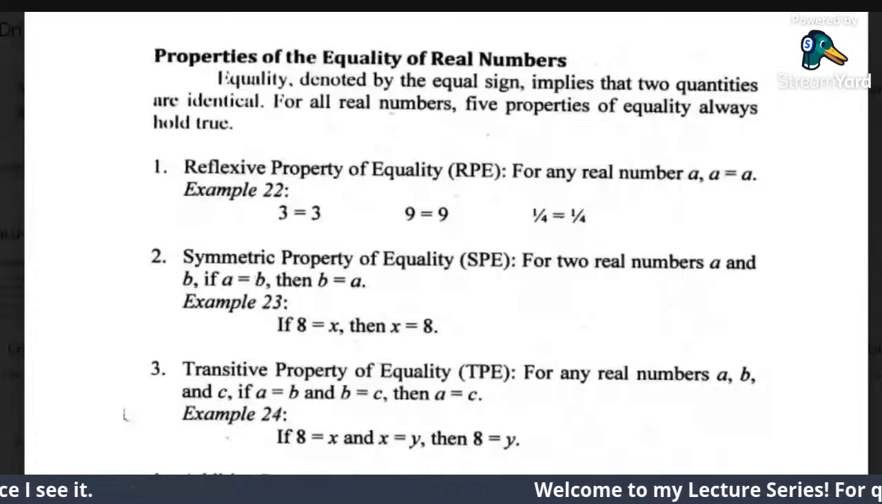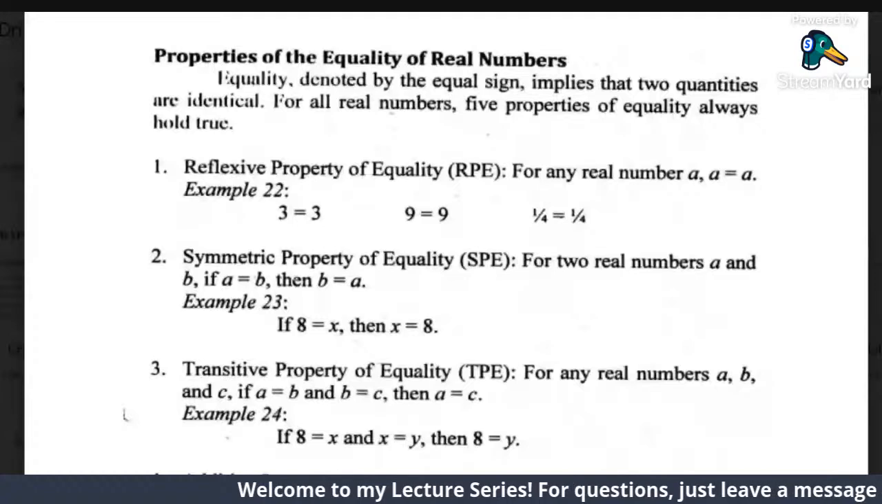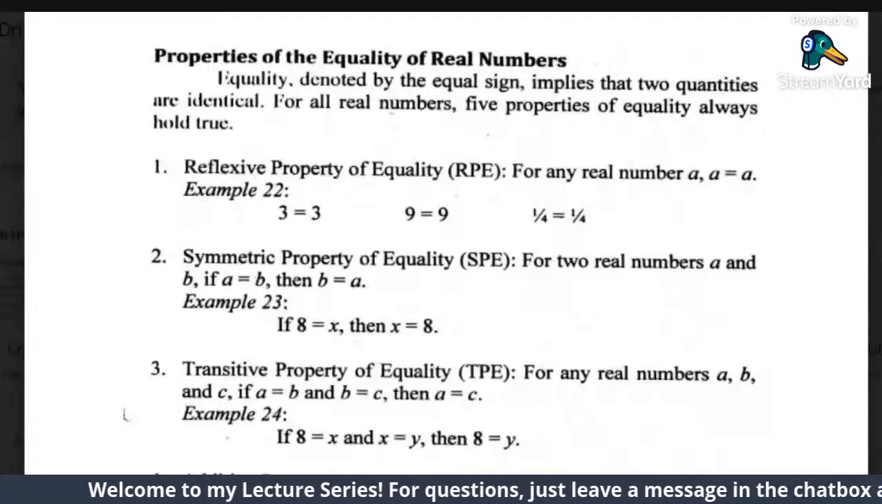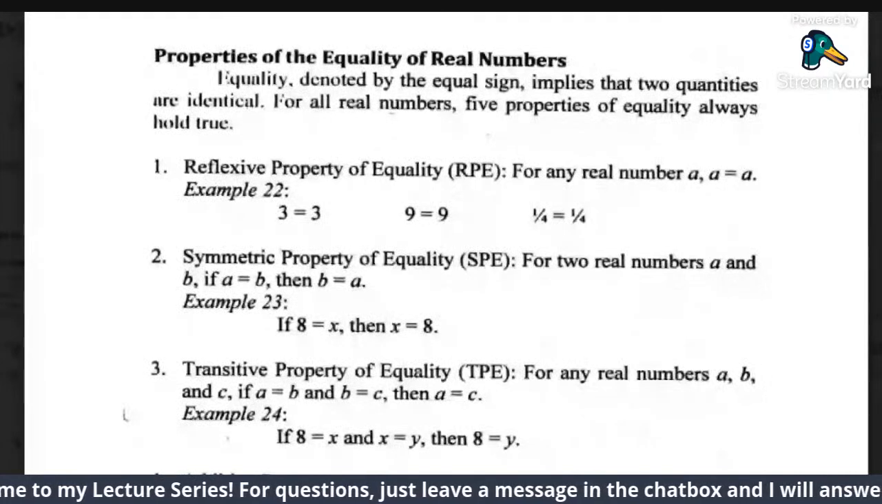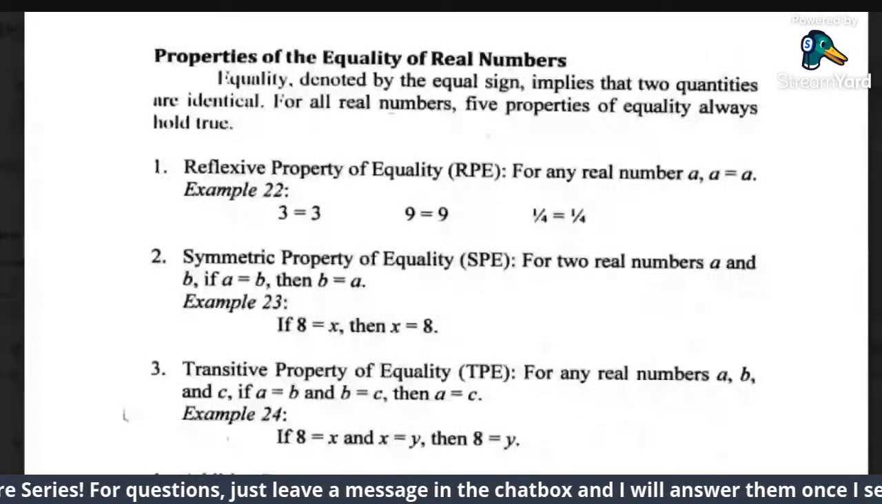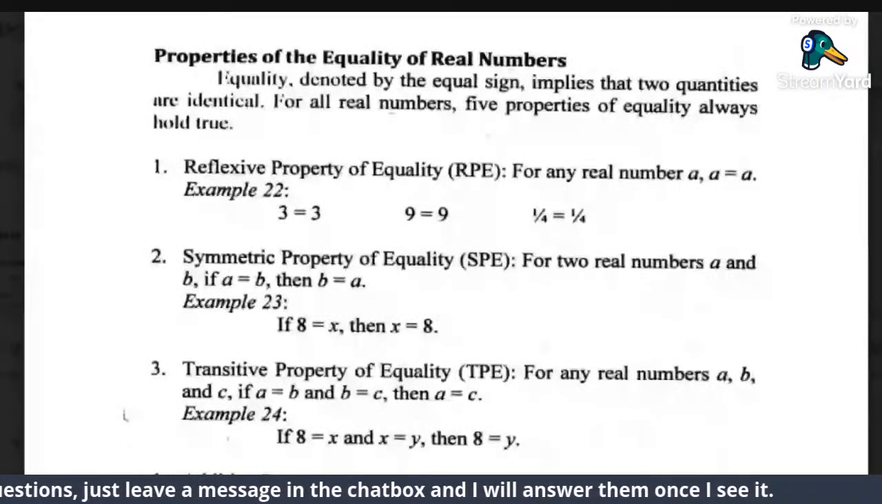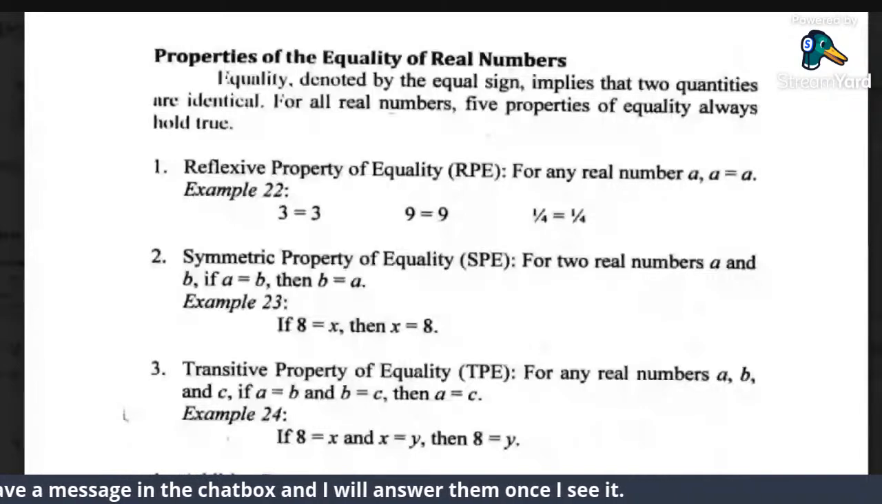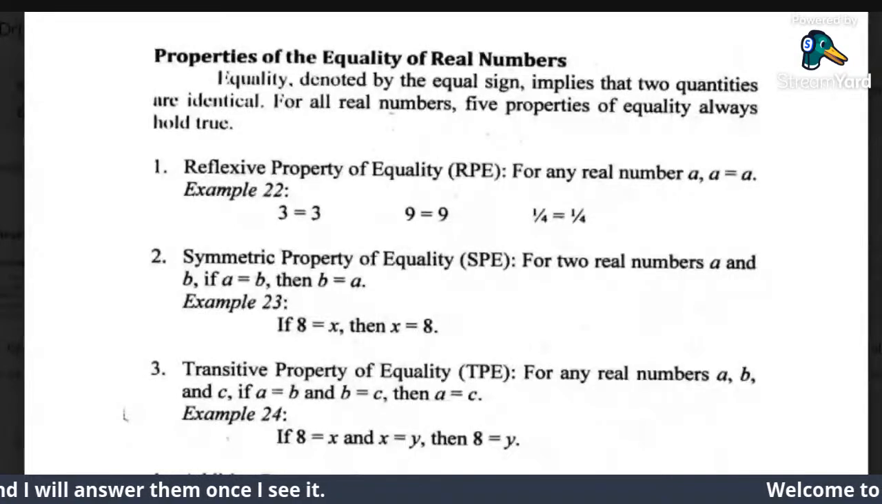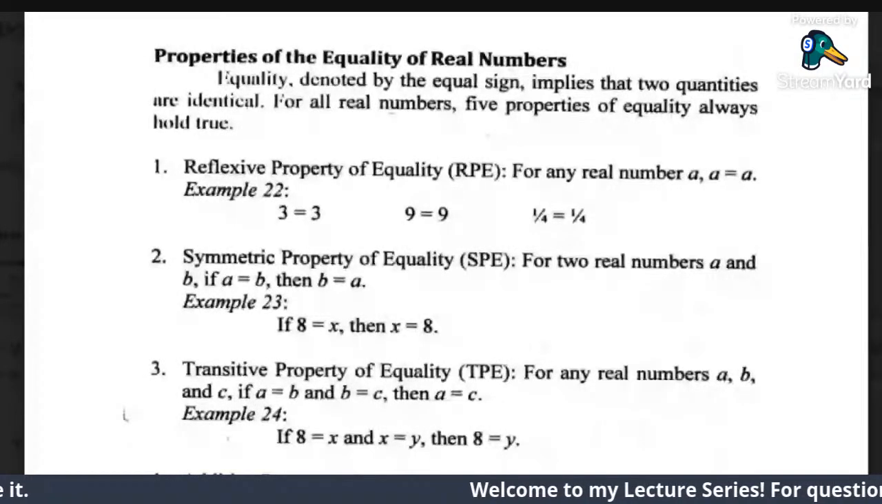Number 1 is the reflexive property of equality, or the RPE. For any real number, a is equal to a. In other words, for any real number, the number is equal to itself. 3 is equal to 3, 9 is equal to 9, 1/4 is equal to 1/4, 2 is equal to 2, and so on. We call that the reflexive property of equality.